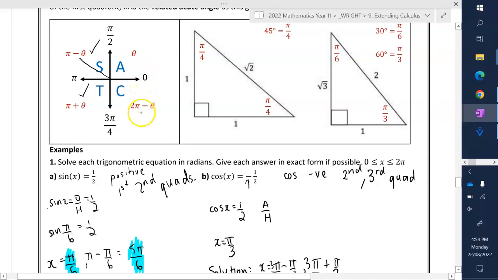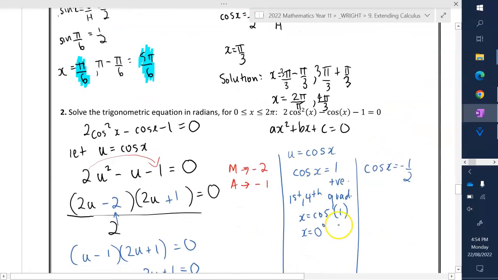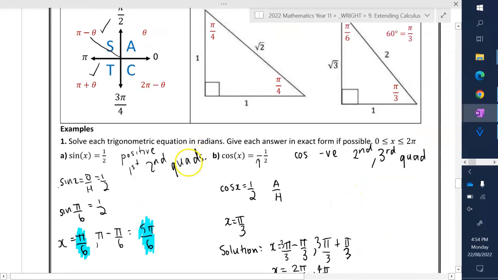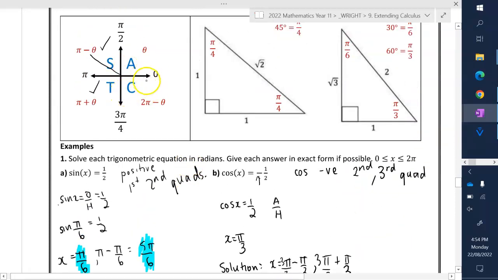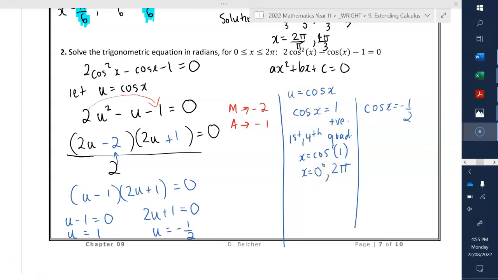So to get my answer for the fourth quadrant, because remember we wanted the first and the fourth quadrant, I'm going to be 360 degrees, take away 0, because that's what's going to be in here. So I'm going to end up with 360 degrees, which is 2 pi. So they're my answers for there. Now there are only two of our answers.